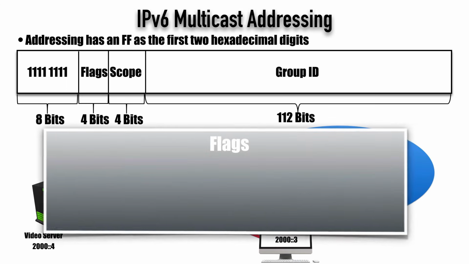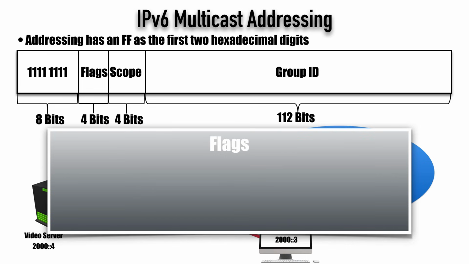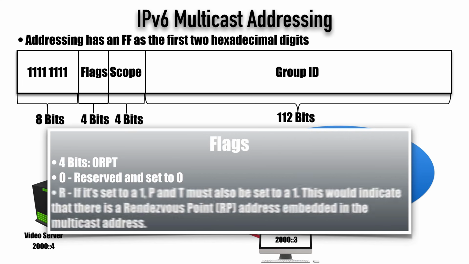Let's consider the flags field first of all. There are 4 bits here. They're called the 0, R, P, and T bits. The 0 bit is called that because it's reserved. It is going to be set to a 0. But the R bit could be set to a 1. And if it is set to a 1, that means the P and the T bits also have to be set to a 1. If they are, that would indicate that there is a rendezvous point address embedded in the multicast address. Now, we're going to talk a lot about a rendezvous point a little bit later in this video, but just to give you an idea right now, a rendezvous point is a router that's sort of a relay station.